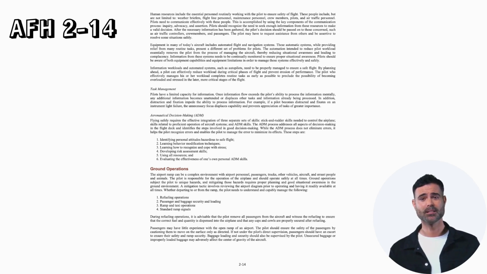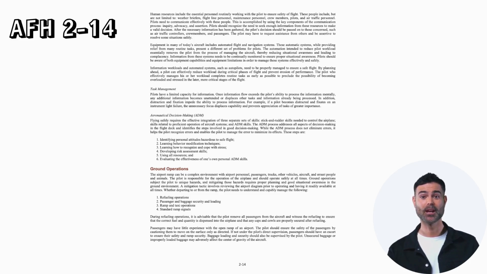Pilots should recognize the need to seek enough information from these resources to make a valid decision. After the necessary information has been gathered, the pilot's decision should be passed on to those concerned, such as air traffic controllers, crew members, and passengers. The pilot may have to request assistance from others and be assertive to resolve some situations safely.